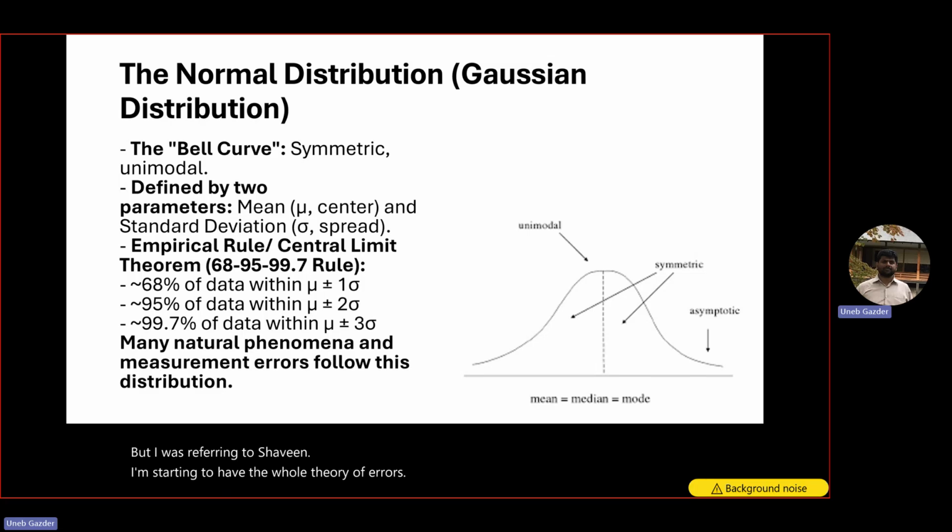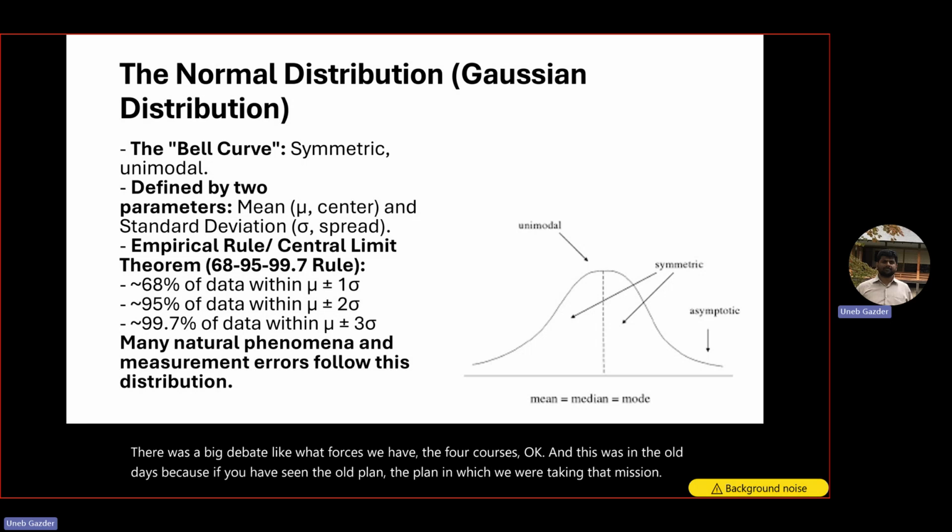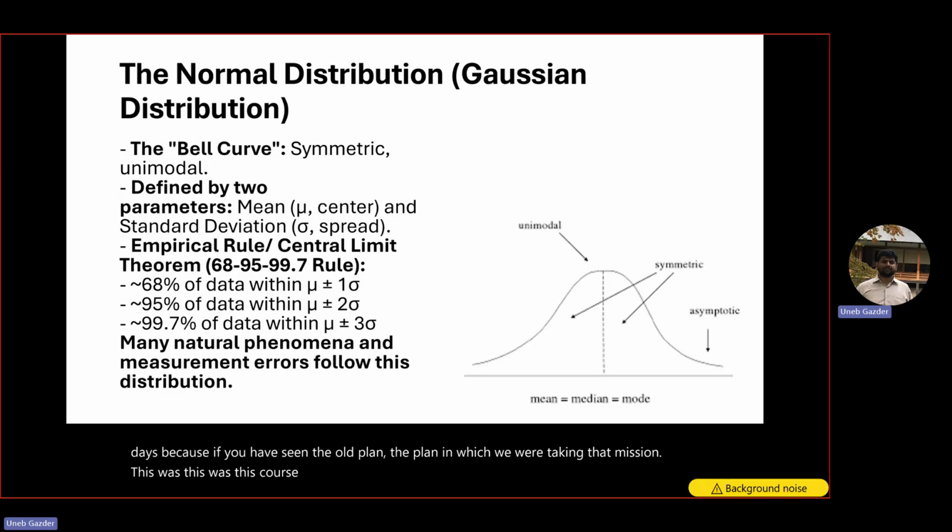Surveying has the whole theory of errors. When we were making these courses, Pradal was saying we don't want these courses to be such that you have to add a few courses about theory of errors. There was a big debate about what courses we have, the core courses. This was in the old days, because you have seen the old plan, the plan in which we were taking the admission. This course was not announced.